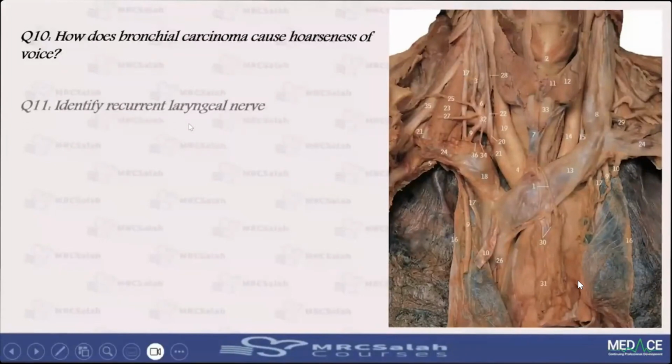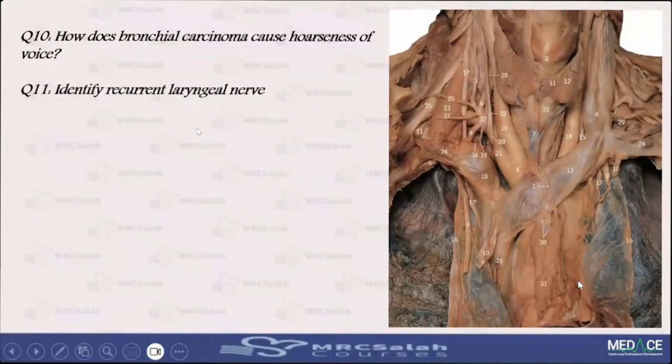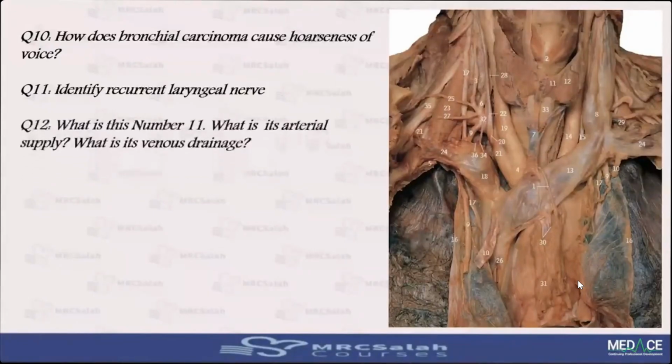Brilliant. Would you identify the recurrent laryngeal nerve in this picture, please? On the right side, is it 21? Is it 20? Yes, 20. On the left side, I think I can see it. But where does it hook exactly? Around the arch of the aorta. Yes.